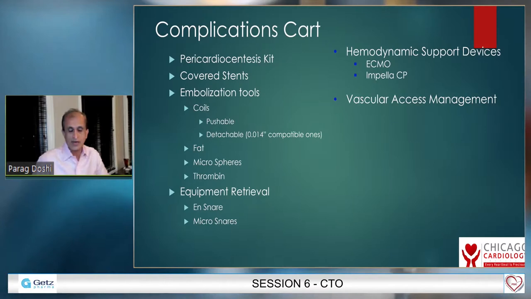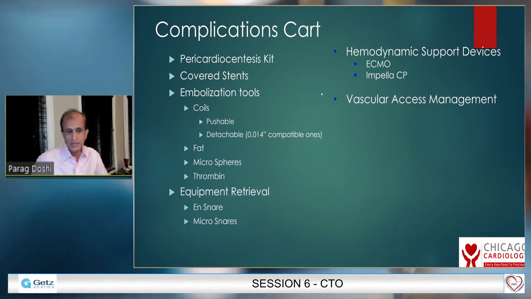If you don't have that, you can actually take the patient's fat and smother it in water, and then you can use it. Microspheres. Thrombin can be used sometimes for distal vessel perfusion disasters, and I've used it successfully.